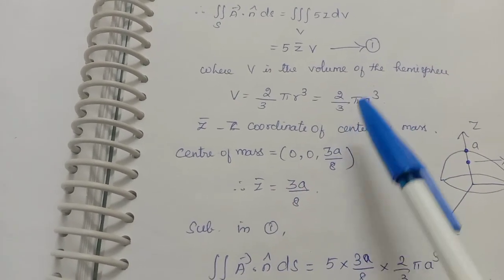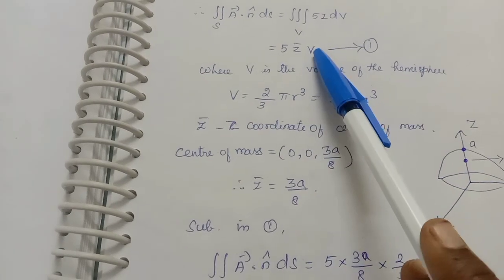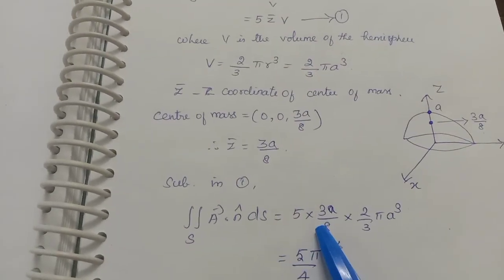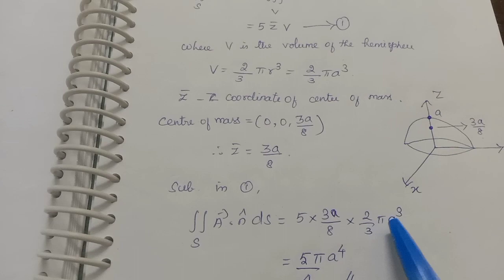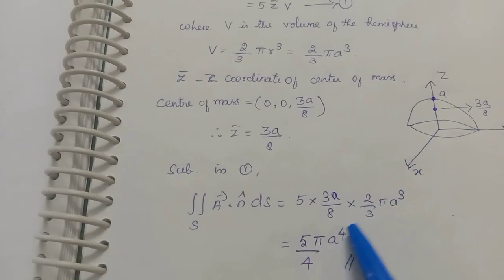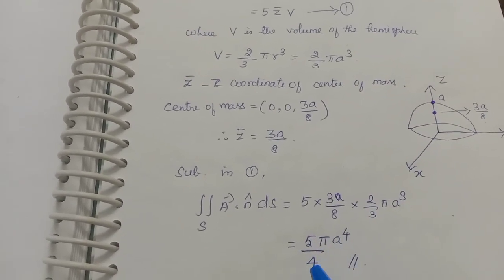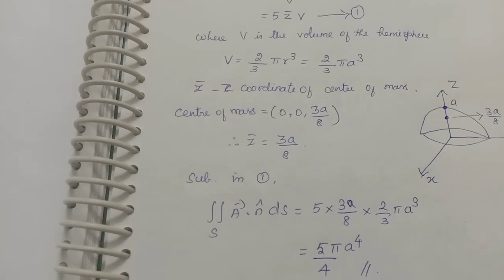Let's substitute this volume and z bar here in equation 1. So what will you get? 5 into 3a by 8 into 2 by 3 pi a cube. So the answer is 5 pi a power 4 by 4. That's all. Thank you.